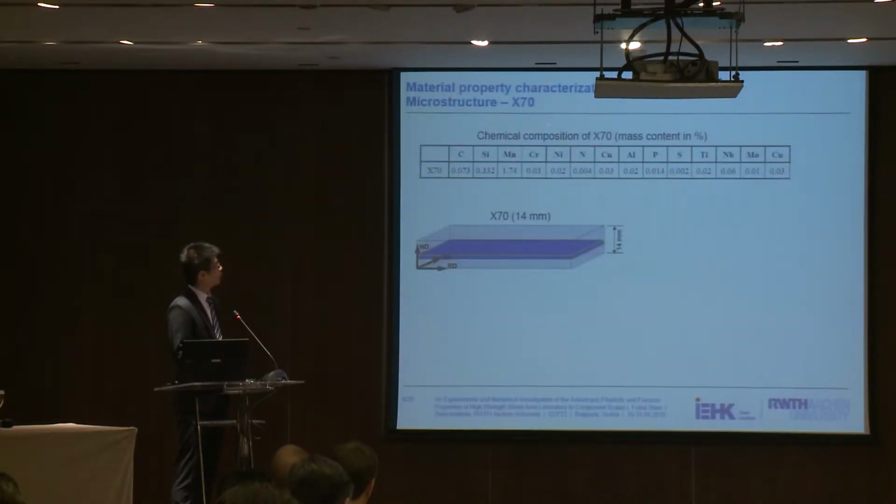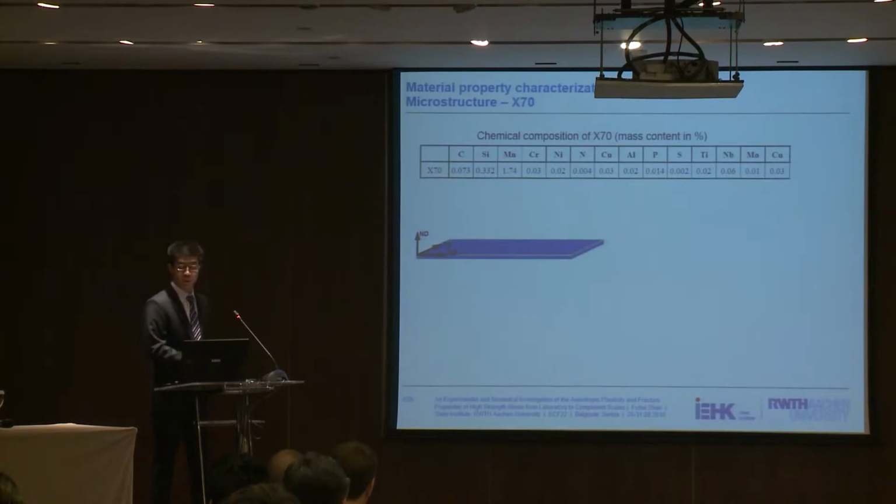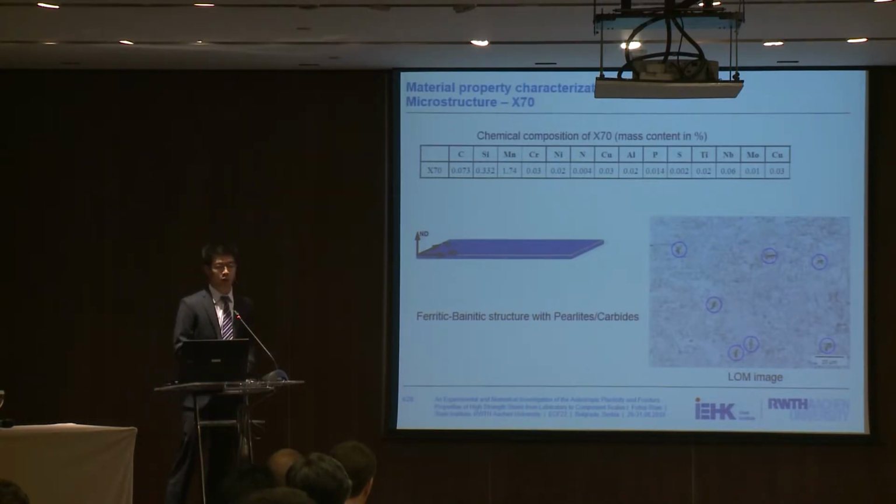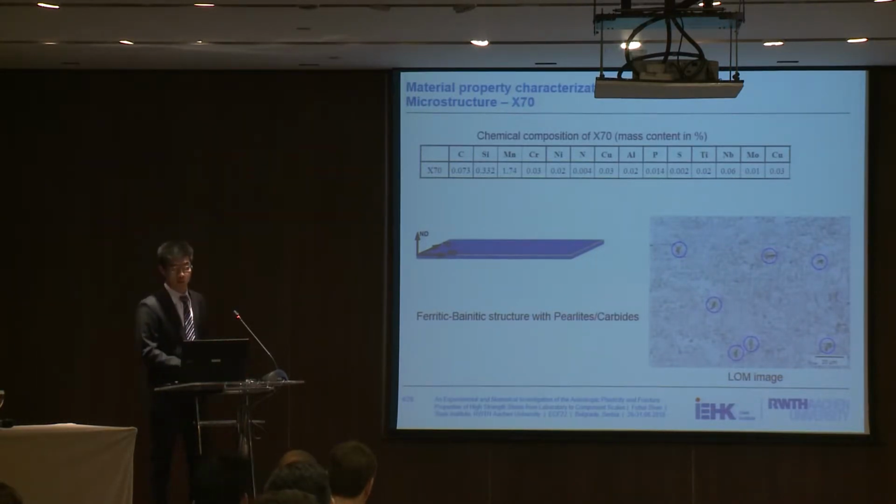The material we use is X70 pipe material, and the chemical composition is shown in this table, which has low carbon content and several alloying elements. The material was initially supplied as a heavy plate with an initial thickness of 14 millimeters, and after that, a 2 millimeter thin sheet was manufactured from the middle part of the plate, and all the specimens used later on are manufactured from this sheet along different directions. The microstructure of this alloy is ferritic-martensitic, which is quite typical, and it has some carbides inside.